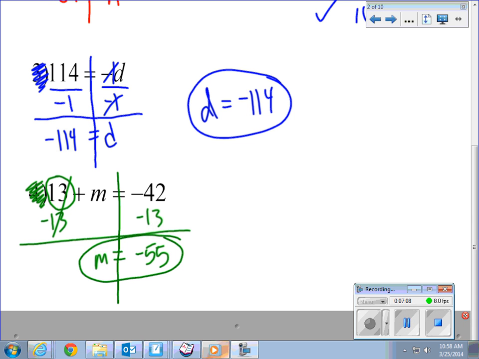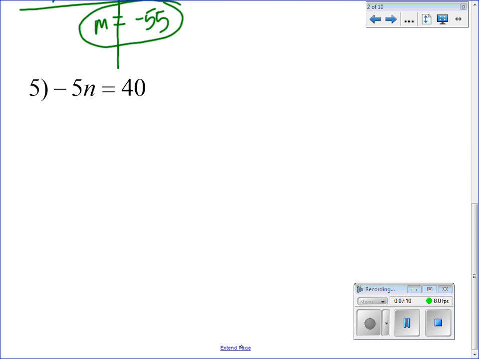Okay. I'm going to close this, kind of extend here. And let's look at our last example. Negative 5n equals 40. Well, obviously n is not isolated. Right now it has this negative 5 paired with it. It's negative 5 times n, so the way we're going to get rid of it is by dividing.